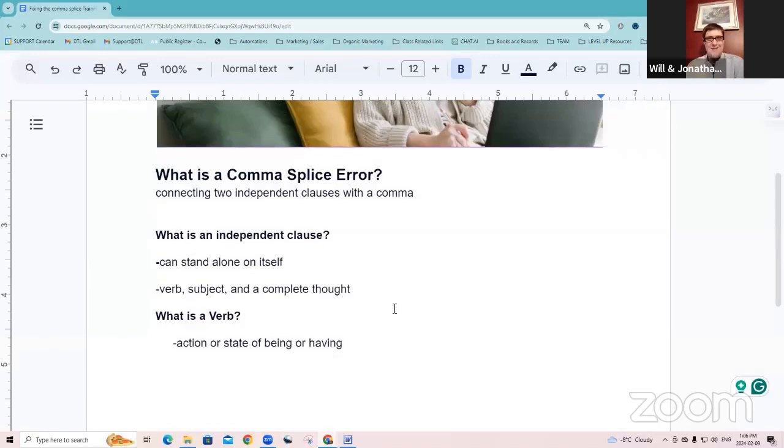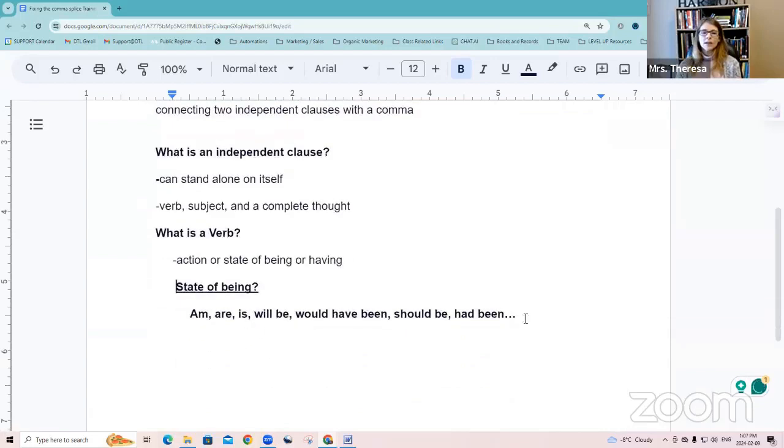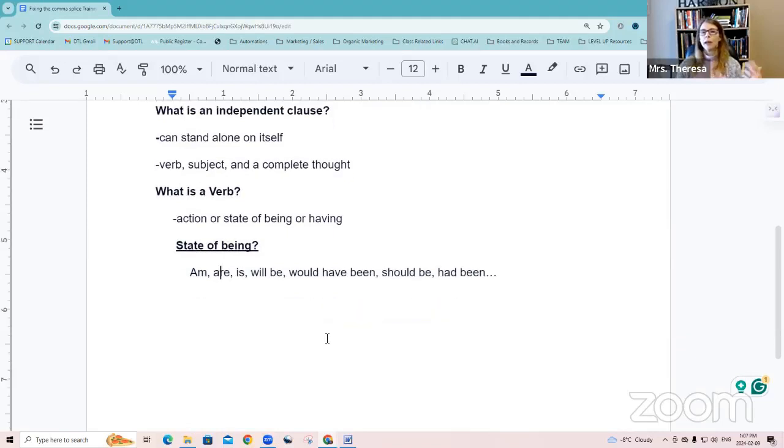A state of being, if you've taken any other languages ever, is like the to be verb. It's one of the first verbs we learn when we learn another language because it's so common, right? We need to know what it means. So anytime there's words like am, are, is, will be, would have, should be, have been, could have been, all of these are states of being. And then we have states of having. So, I have a dog. What's the verb there?